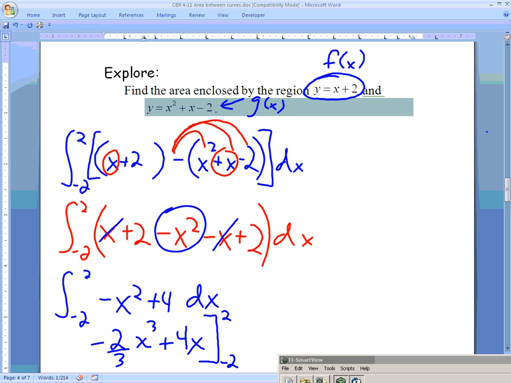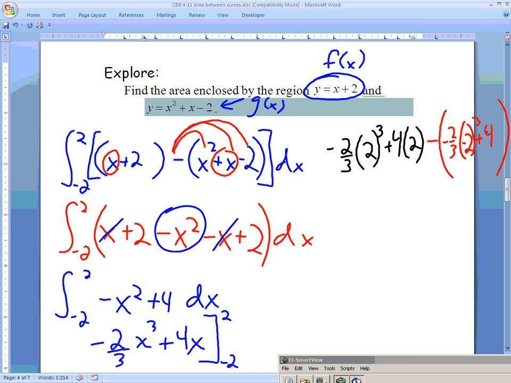Now I'm going to sort of use my fundamental theorem of calculus here, and I'm going to plug in my upper bound, which is a positive 2. So I have negative 1/3 times 2 to the third plus 4 times 2. I'll switch colors here to try to make things easier, minus the same exact thing. So I'm going to use a big old set of parentheses, or I could use brackets here, of negative 1/3 times negative 2 cubed plus 4 times negative 2. So that's my function there.